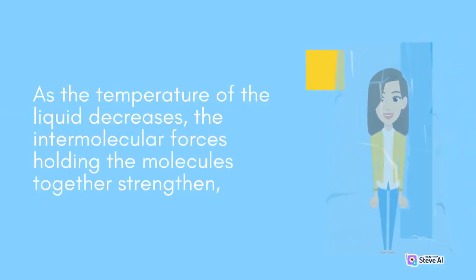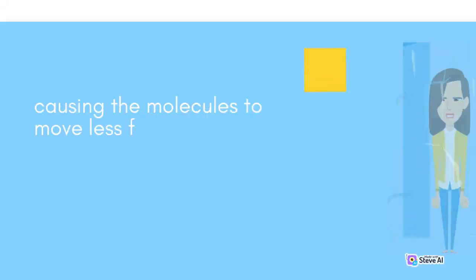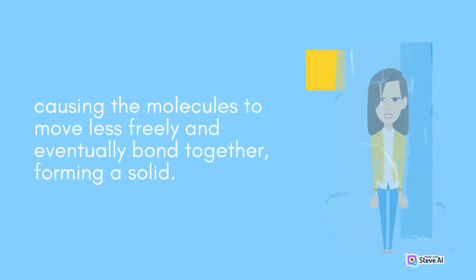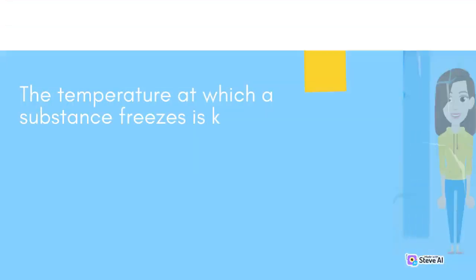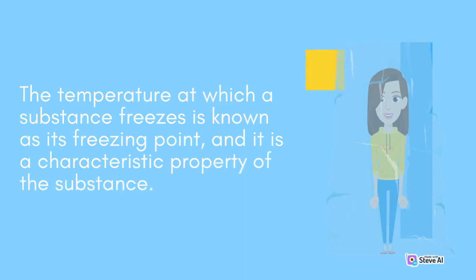As the temperature of the liquid decreases, the intermolecular forces holding the molecules together strengthen, causing the molecules to move less freely and eventually bond together, forming a solid. The temperature at which a substance freezes is known as its freezing point, and it is a characteristic property of the substance.